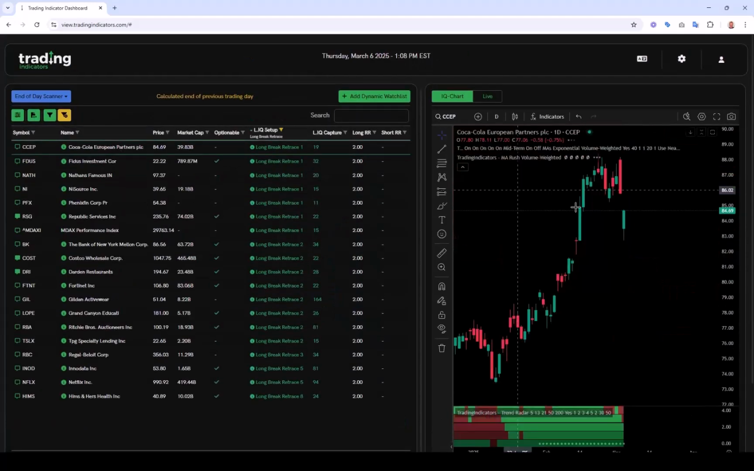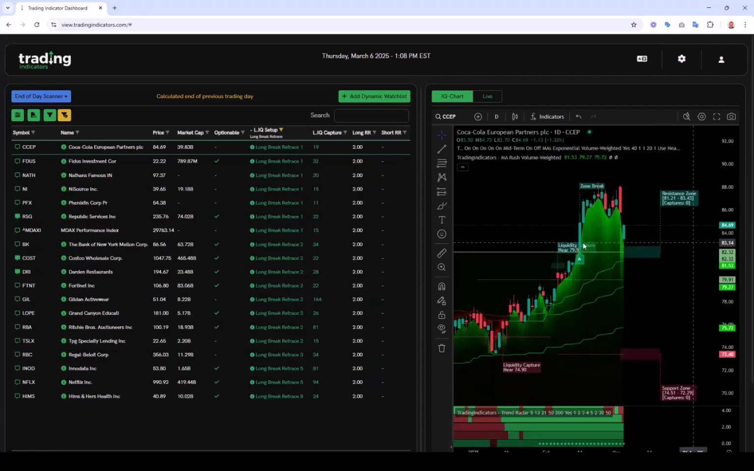So long break retrace happens, we have it here, if resistance, for example, was broken, we initially went up, but then price retraced back to the broken resistance level, which is now acting as support. It's a really powerful setup, one of my favorite setups, because oftentimes when this happens, the upwards momentum, which initially started here after this resistance zone break, is going to accelerate. Now the same thing also happens on the short side.